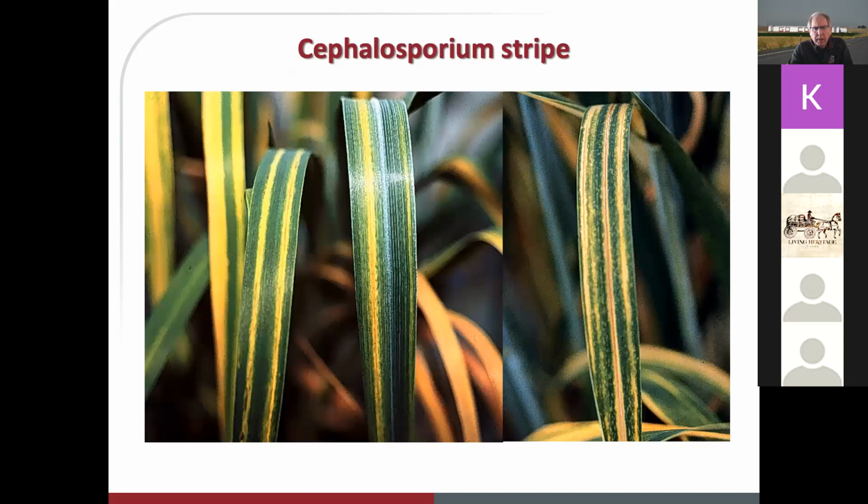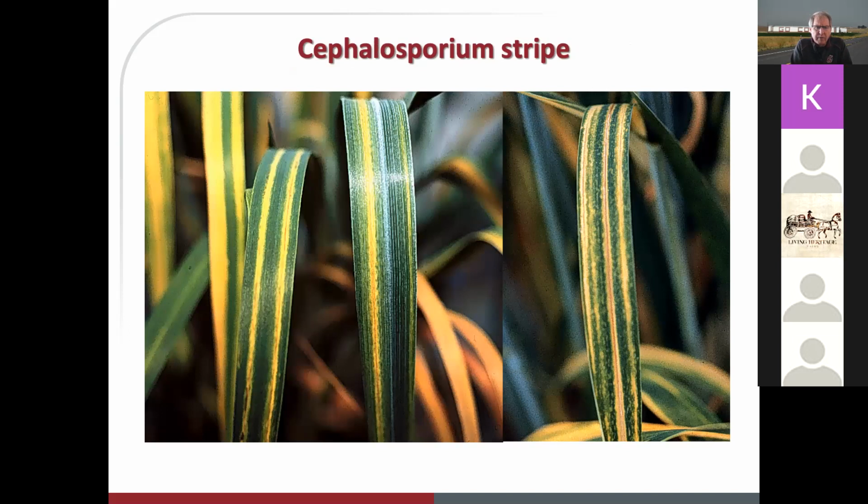Okay, moving on to cephalosporium stripe. This is a disease that's relatively easy to diagnose when you see it in the field. These long yellow stripes in the leaf blade. And if you look closely there, you can see that there are some brown streaks or necrotic streaking in those leaves. And this is very typical for cephalosporium stripe.